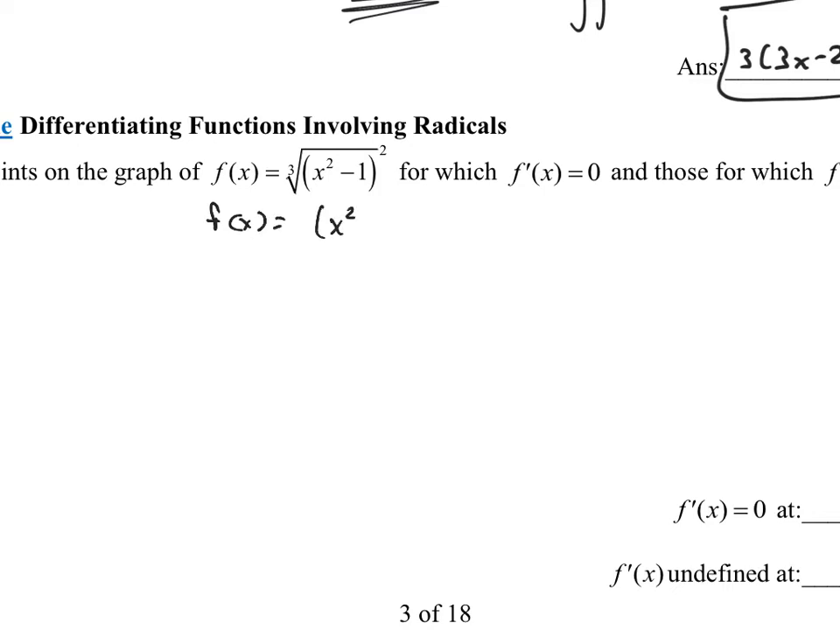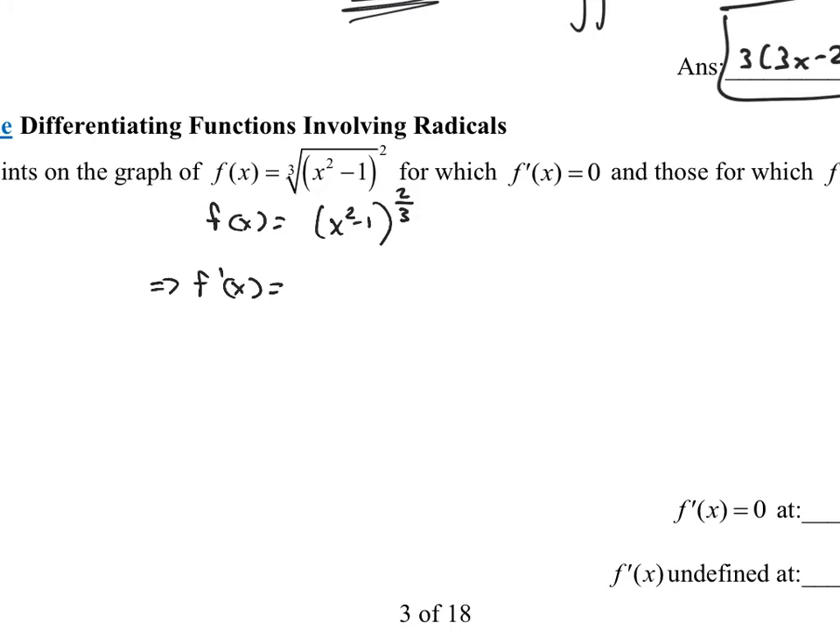So this is really x squared minus 1 raised to, well, the cube root of x of that thing squared. The power stays in the numerator, the root becomes the denominator, so that would be x squared minus 1 quantity to the 2/3.